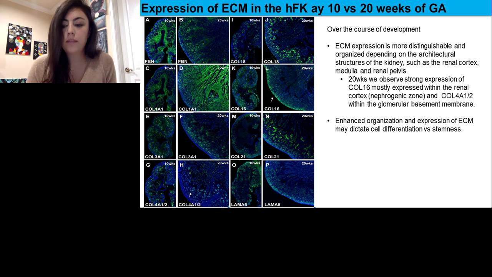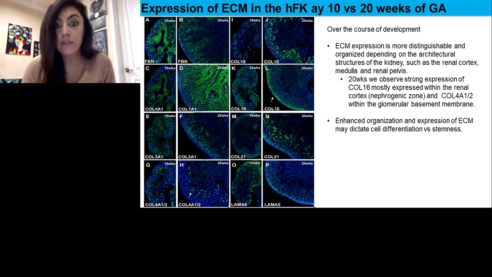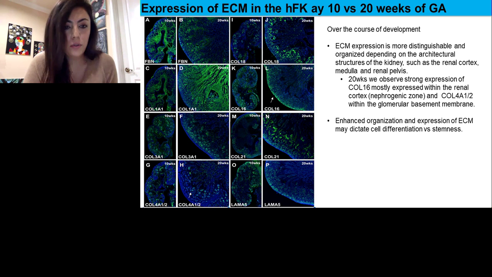We also see the same thing for collagen 16, shown in K and L, where at 10 weeks in K, we see distribution of collagen 16 throughout the fetal kidney. However, in L, at 20 weeks, we really see a specification mostly within the renal cortex, specifically the nephrogenic zone. And we see also for collagen 4 alpha 1 and 2, shown in G and H, the deposition initially at G in developing structures, but at H, it seems to specify mostly within the glomerulus.